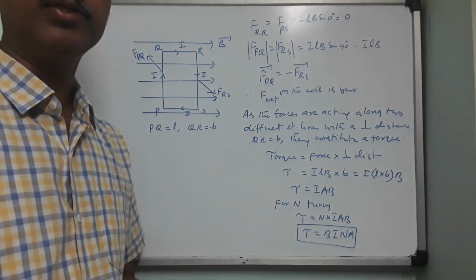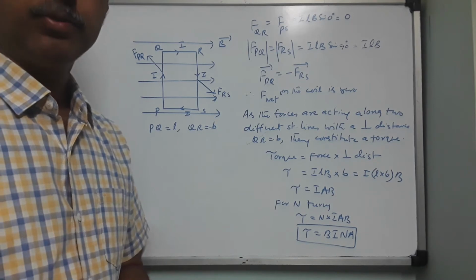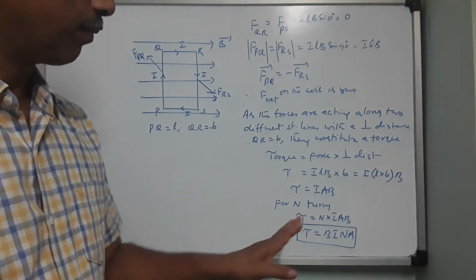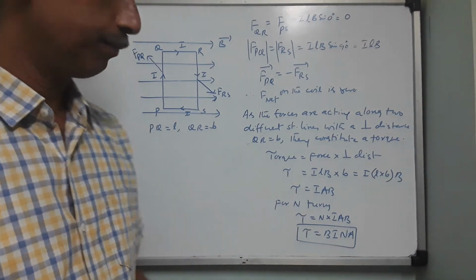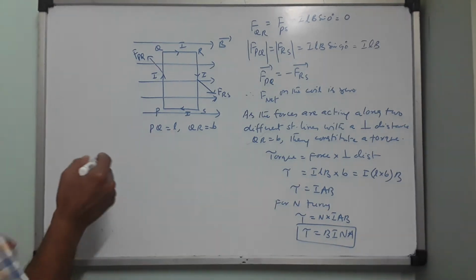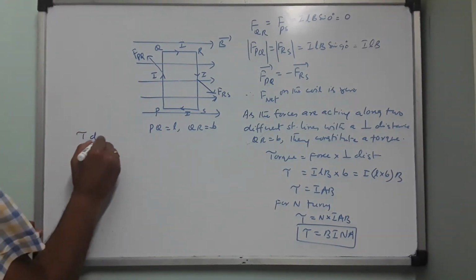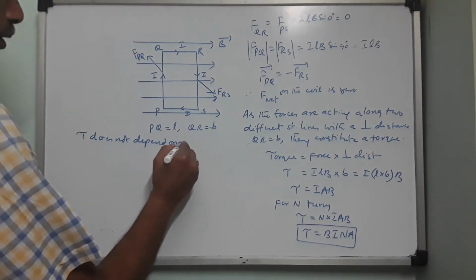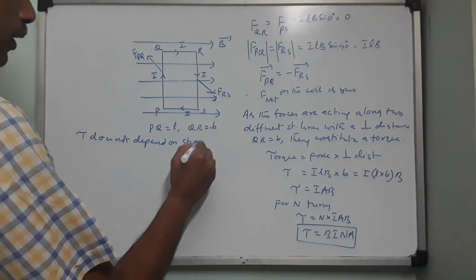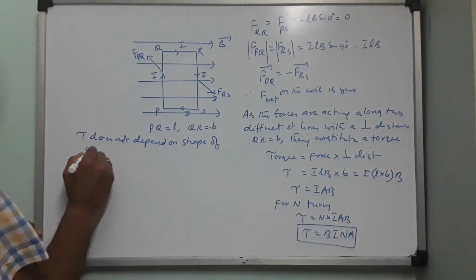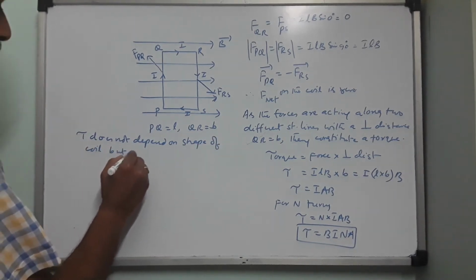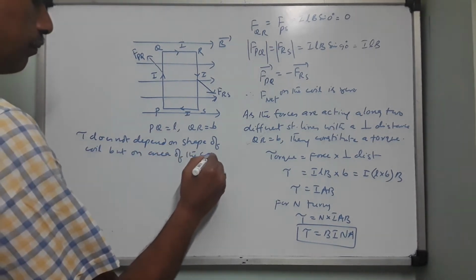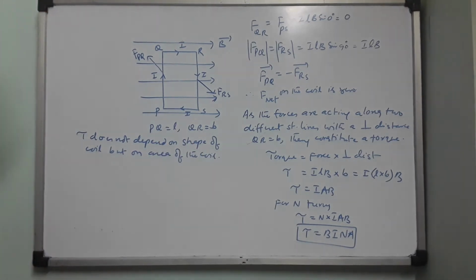So remember children, it is the area that matters. It is not the geometrical shape that matters. So the geometrical shape of the coil is immaterial. Only the area of the coil is the important thing here. So torque does not depend on the geometric shape of the coil, but on the area of the coil. Right.